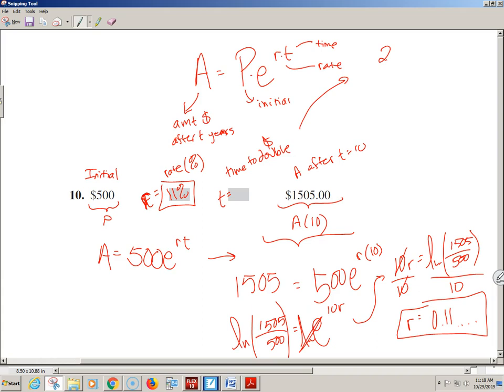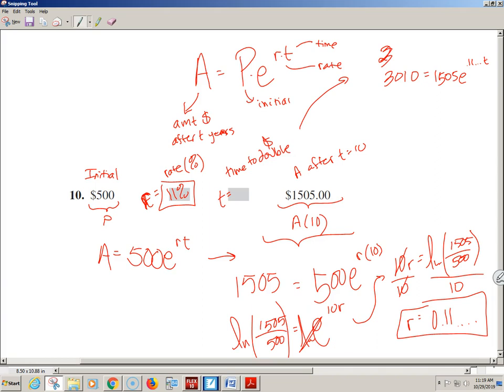Oh, yeah. Is it 3010? Okay. But wait a minute, didn't we just find what r is? Couldn't I plug that in, 0.11 something? Now I would plug in the perfect r, not the rounded r, because that way I don't introduce error. But t's right there, just get to it.